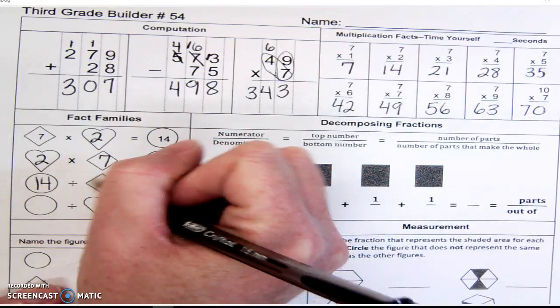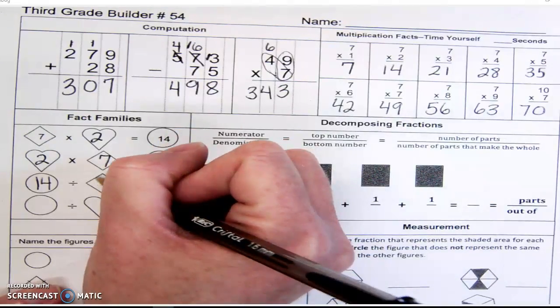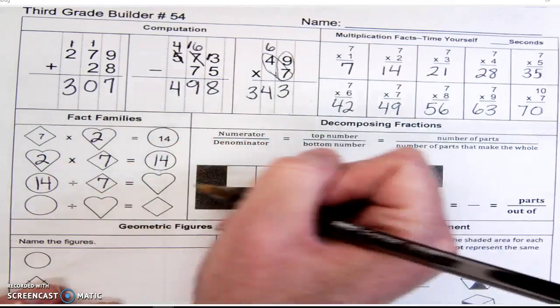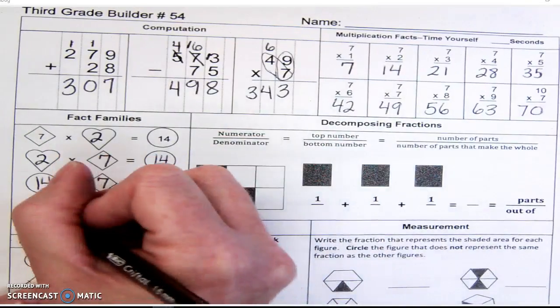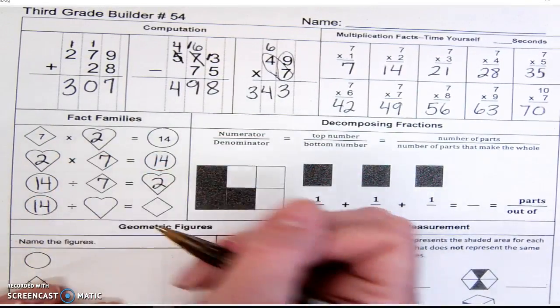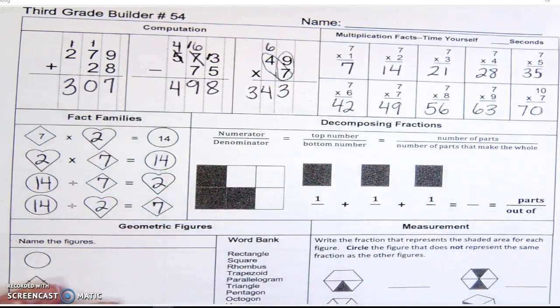I'm going to divide it by the rhombus right here, which is 7. So I'm going to put 7. 14 divided by 7 equals 2, which is in the heart. And then 14 in the circle again, divided by the 2 equals 7.